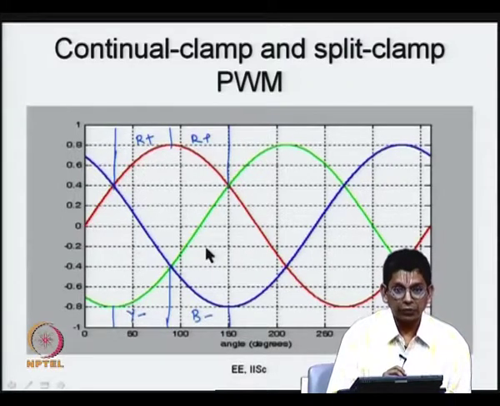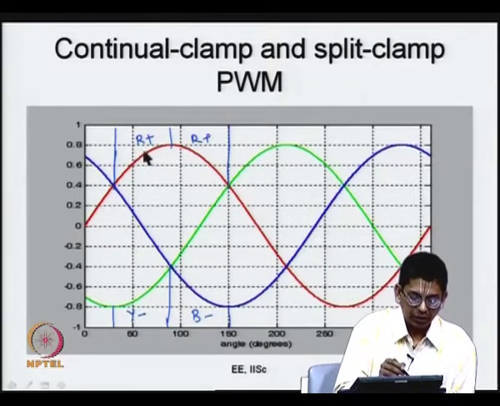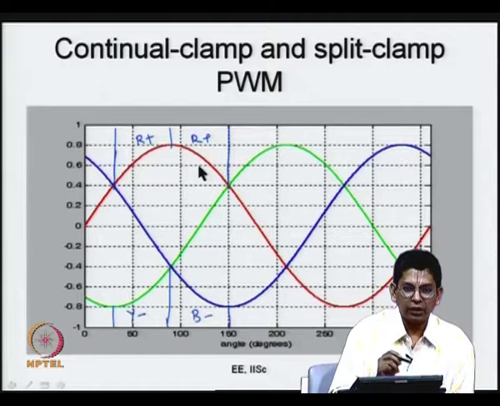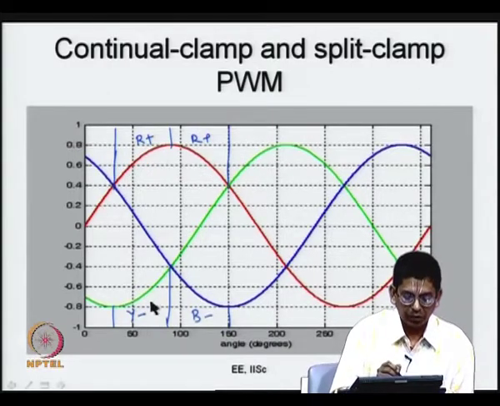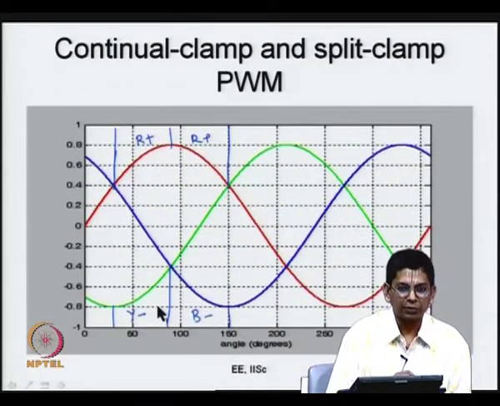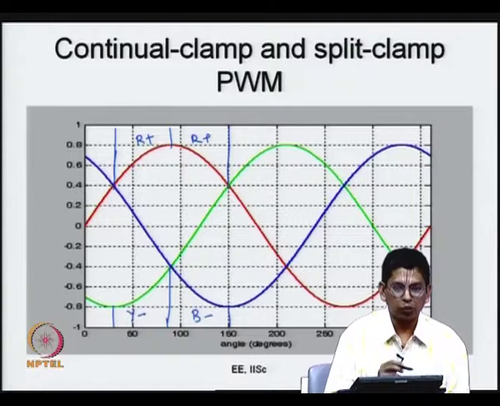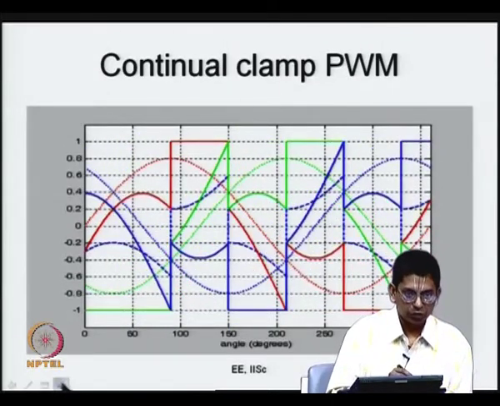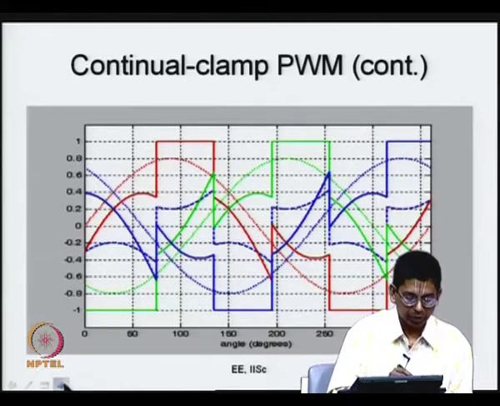In the case of split phase, there is some interval here at the start where you are clamping the R phase to the positive, and again some interval at the end where you are clamping it to the positive. In between, in this region you are clamping Y phase to the negative bus, and here you are clamping B phase to the negative bus. So, this is what is really being done. There are two options, clamping one to the positive, clamping one to the negative. You are exercising these two options, and so you have this kind of situation now. So, this is about our continual and split clamp PWM method.